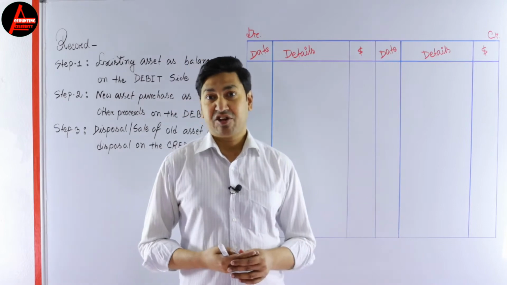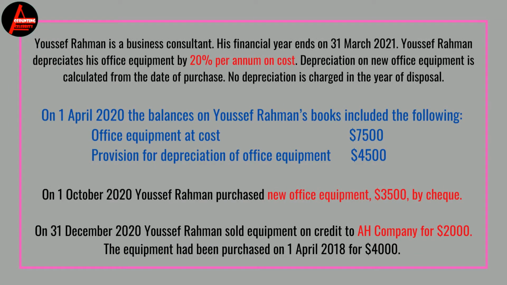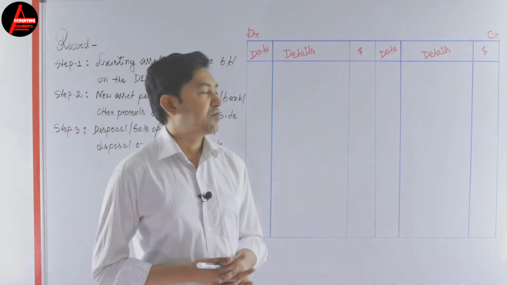Let us look at the question on the screen. Yusuf Rahman is a business consultant. His financial year ends on 31st March 2021. Yusuf Rahman depreciates his office equipment by 20% per annum on cost. Depreciation on new office equipment is calculated from the date of purchase. No depreciation is charged in the year of disposal. So this is the information given here.